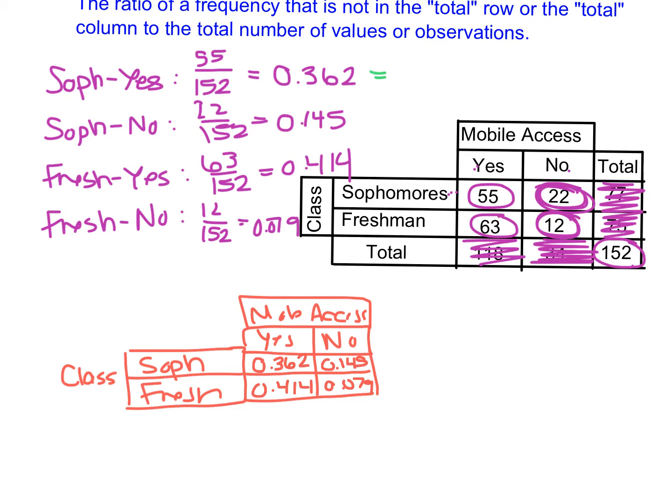So this here, if we multiply it by 100, is saying that 36.2% of the students are sophomores that say yes, they have mobile access. This, if we multiply it by 100, is 14.5% of students are sophomores that do not have access. Then we have 41.4% of the students are freshmen with access, and here 7.9% of the students are freshmen without access. So it's basically breaking it up into percentages so you can see what percentage of the total student body fall in each joint category.